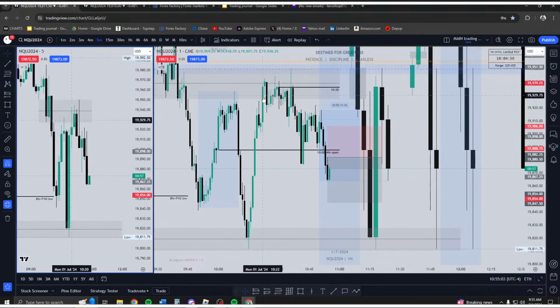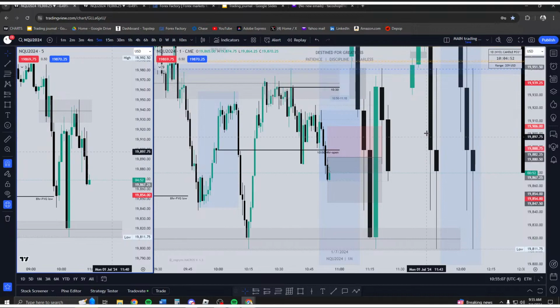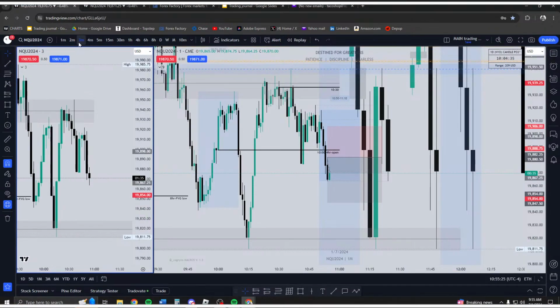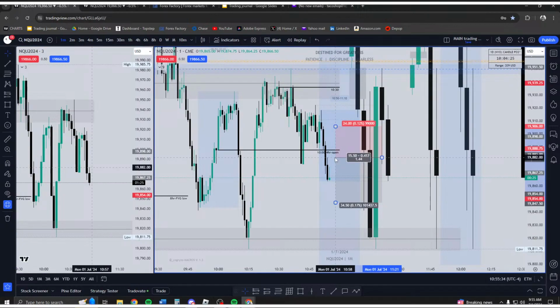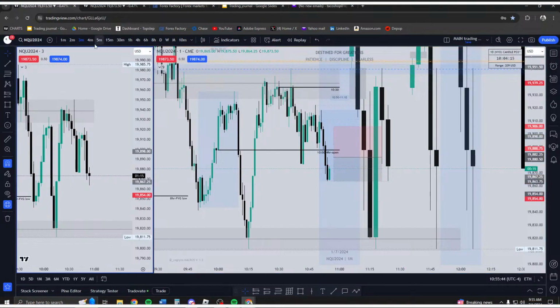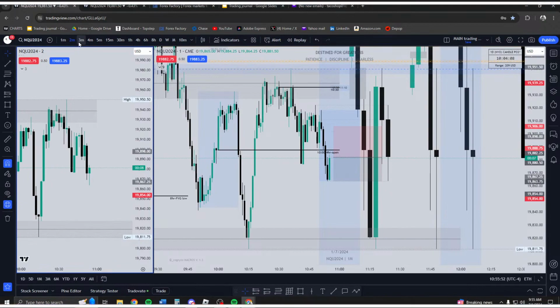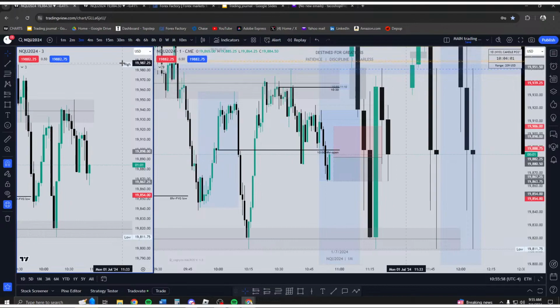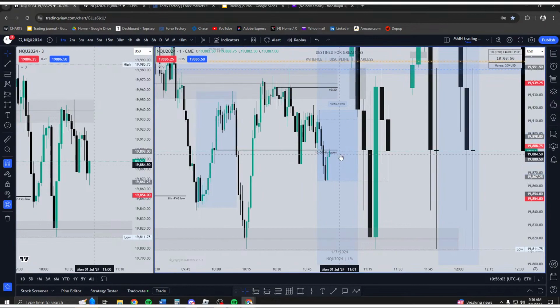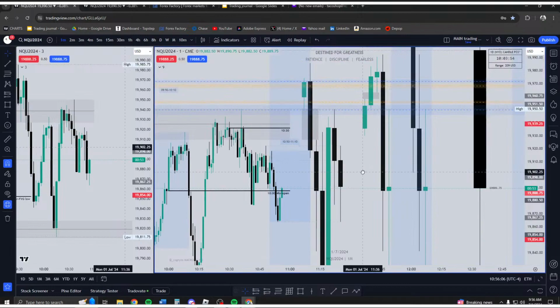All right, about 5 minutes left here. Interesting closure on this hourly candle here.